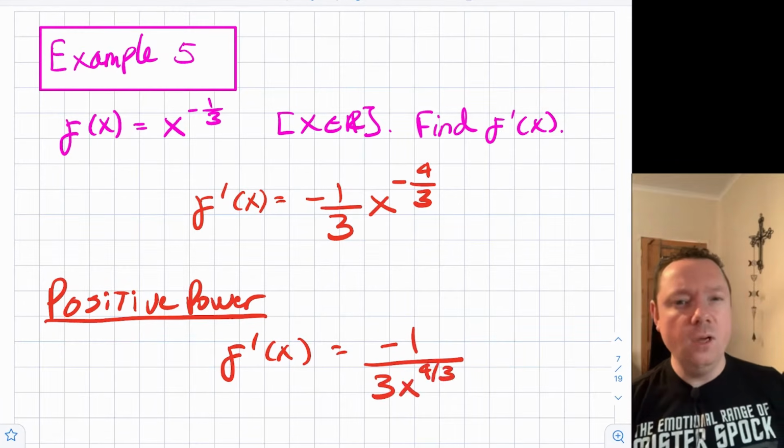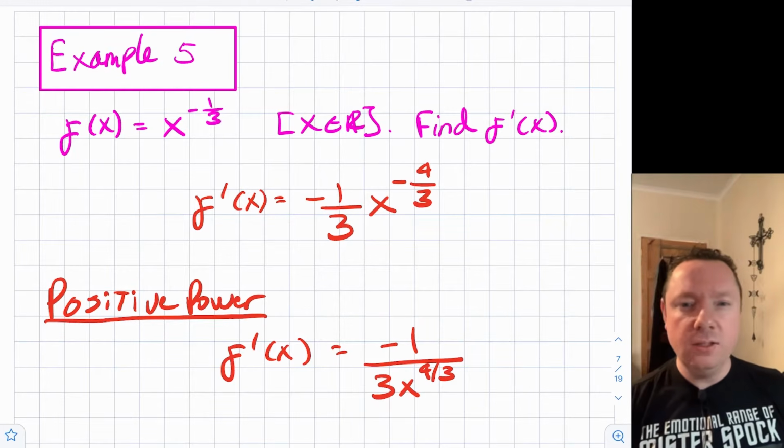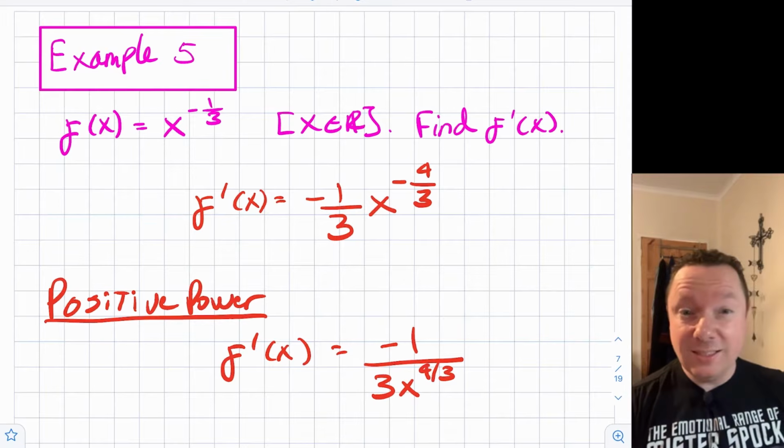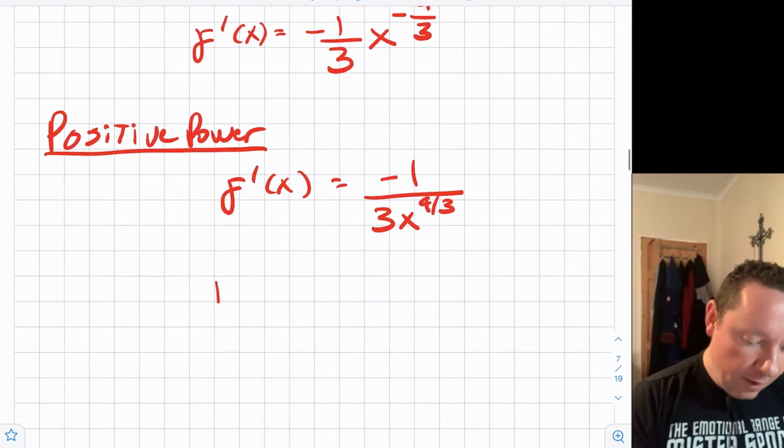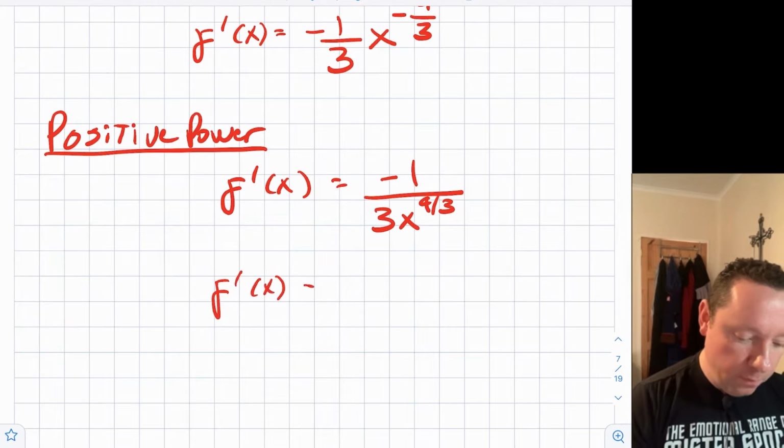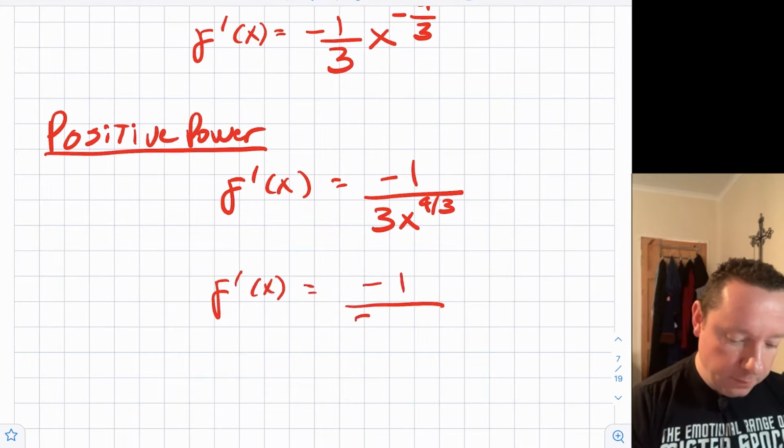What about, though, what is x to the power of 4 thirds? What if I had to do a number like 2 to the power of 4 thirds? How would I work that out? Well, remember, that changes to a third. So let's do that. f dash x would then equal minus 1 over 3, a root sign, and it's the third root, the cube root of x to the power of 4.